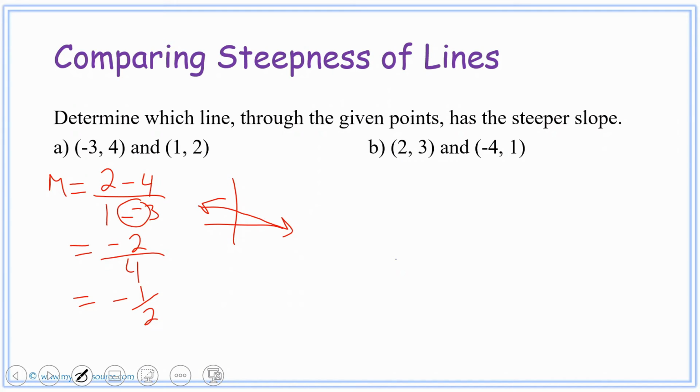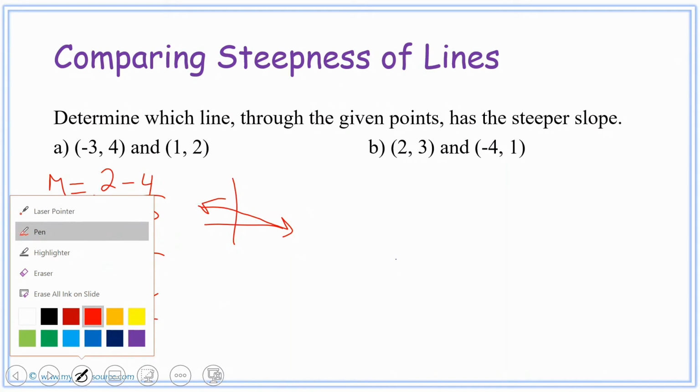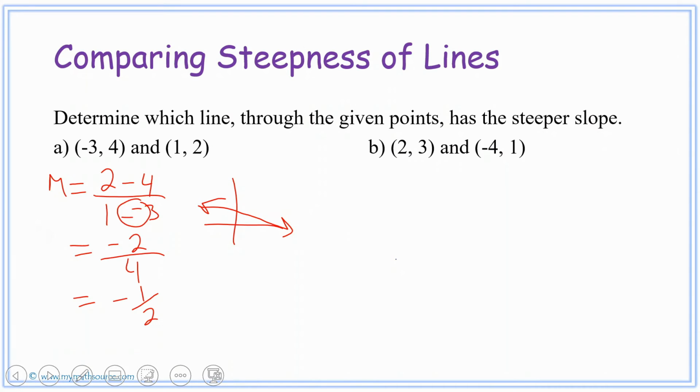Not as steep. Well, let's see if this one is going to be less than that in terms of an absolute value. Change the color to blue. All right, so we have m is equal to y2, which is 1, subtract y1, which is 3, over x2, which is negative 4, subtract x1, which is 2. 1 subtract 3 is negative 2. Negative 4 subtract 2 is going to give us negative 6. And those two negatives together give us a positive slope of 1/3.